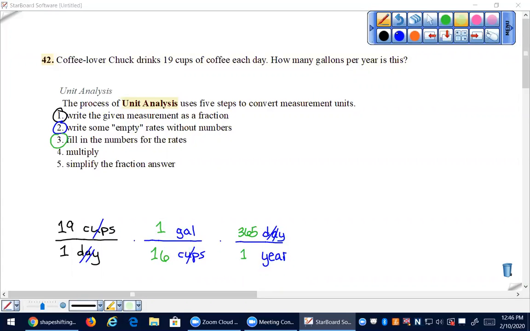And it's okay to fidget a little bit. If you had started to write a fraction with ounces in it, and eventually noticed the ounces didn't cancel right with the other words, then that's fine. You erase that one, you figure out which one works. But now this works. I have gallons on the top and years on the bottom, and that's what I want.